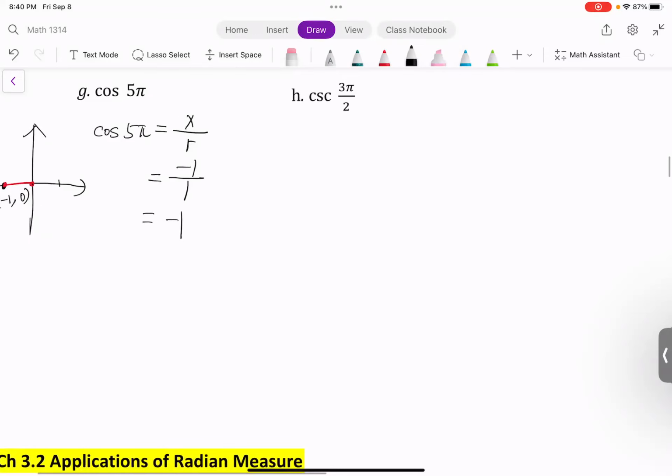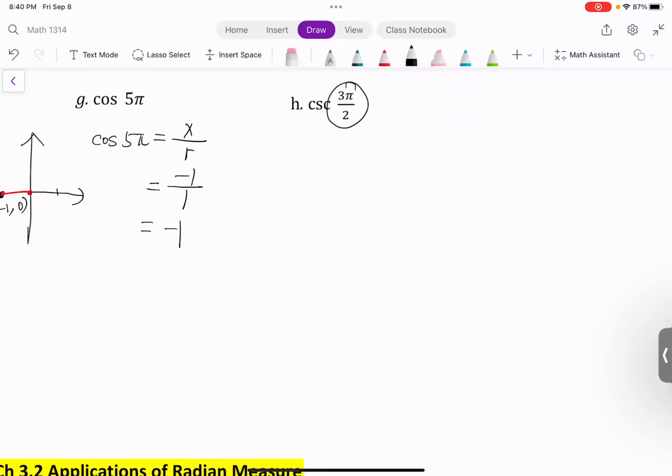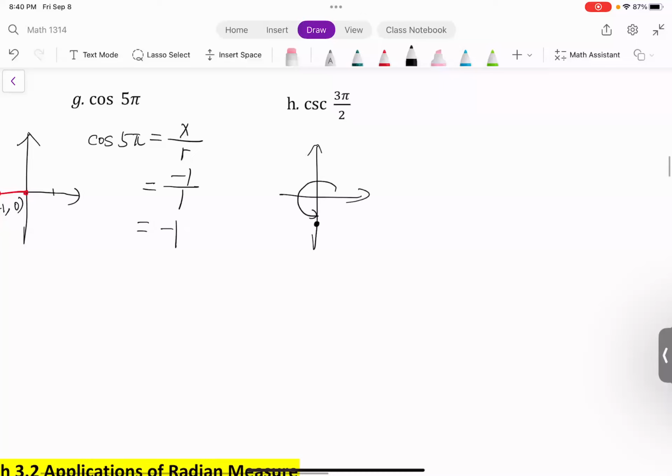All right, let's see the next one. Is this point on the xy axis? Yes, it is. Let's see, where is it? It's here. 3 pi over 2 is the rotation from here to here. Can you tell me the coordinate of the point? I can say this one is 0, -1. All right, we have the x value and the y value.